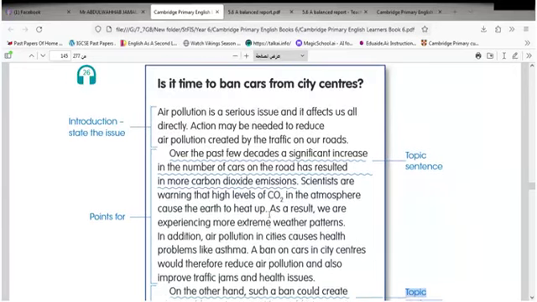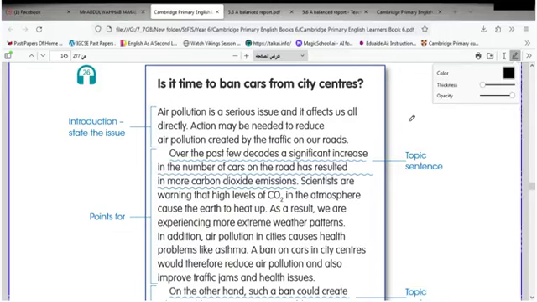So any paragraph should have the PEEL, okay? The P is the point of view, the topic sentence. The E is to explain the point of view. Another E is to give evidence or an example about this point of view. And the L is to make a concluding sentence for the paragraph or to make a link in order to go to the other paragraph.